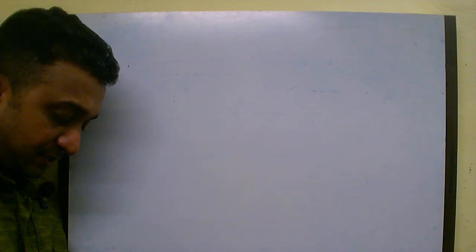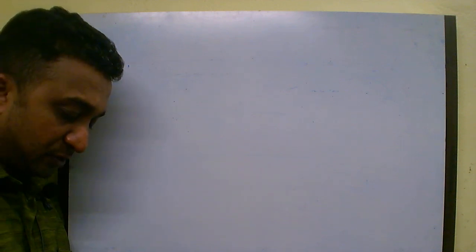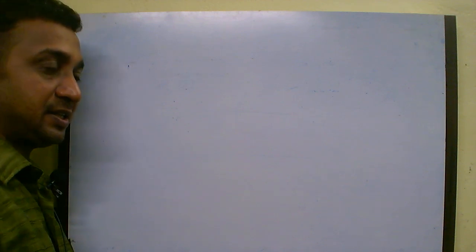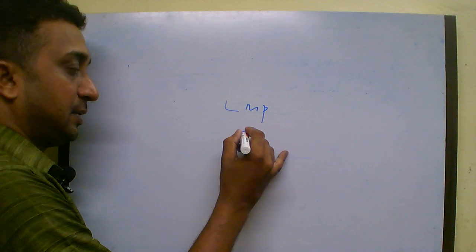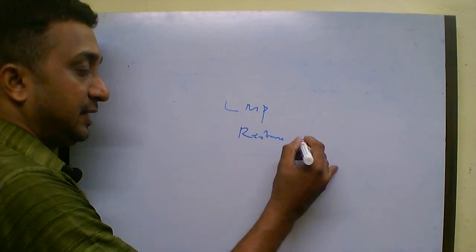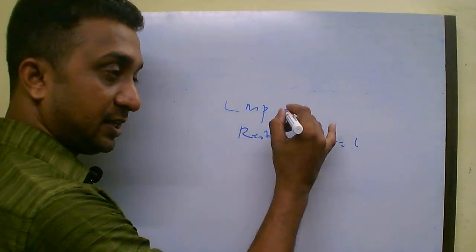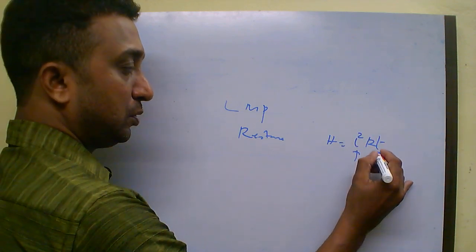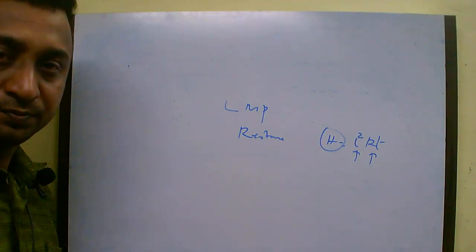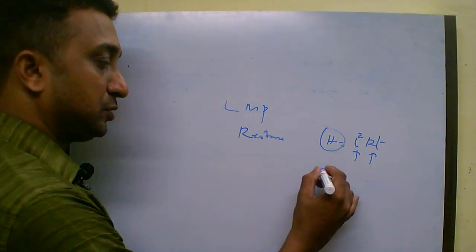Now the next question is, what characteristics should a fuse wire have? Obviously it should have a low melting point, and it should have a considerable resistance so that it gets heated up, because heat generated H is equal to I squared RT. So if the current flowing and R are more, the heat generated will be more. It should also be ductile.